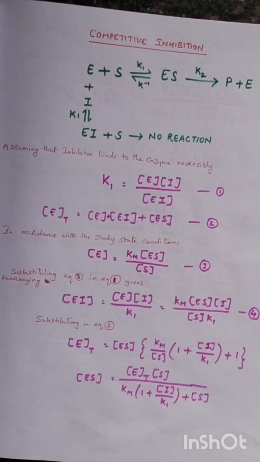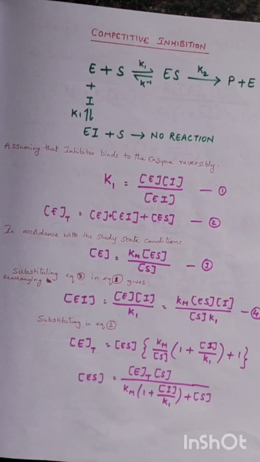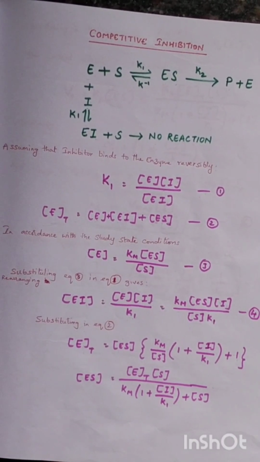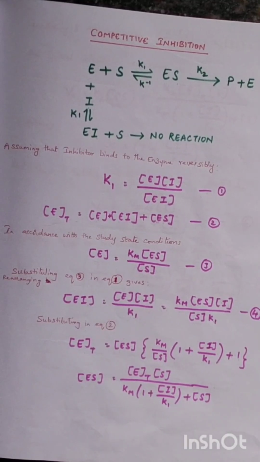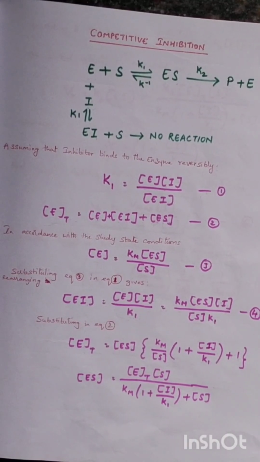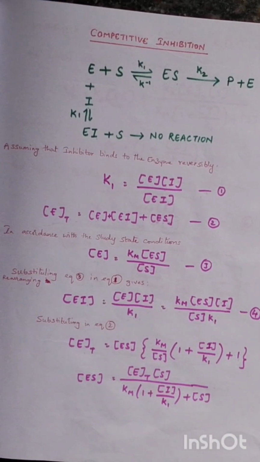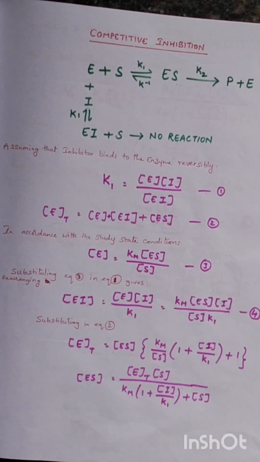In this lecture, we will learn about competitive inhibition in enzymology. A substance which competes with the substrate for binding to the active site of an enzyme is known as a competitive inhibitor. These inhibitors usually resemble the substrate structurally in binding with the active site, but lack the resemblance in functionality and cannot form products.